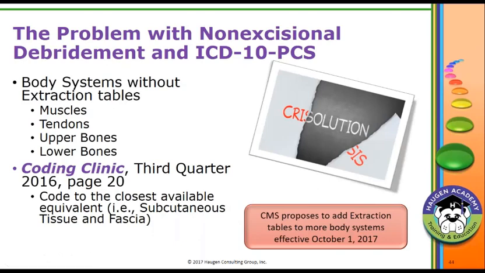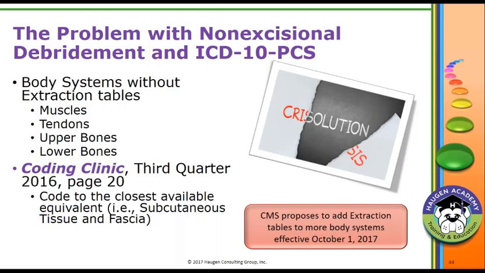The problem that we're seeing with non-excisional debridement, and this is something that we identified at Haugen Group, I don't even remember how long ago, but we sent in a couple of letters, and finally they gave us an answer on this. There are body systems that do not have extraction tables. So if they did a non-excisional debridement of the muscle, tendons, upper bones, or lower bones, we have nothing to code. And the question was, how do we code for this?